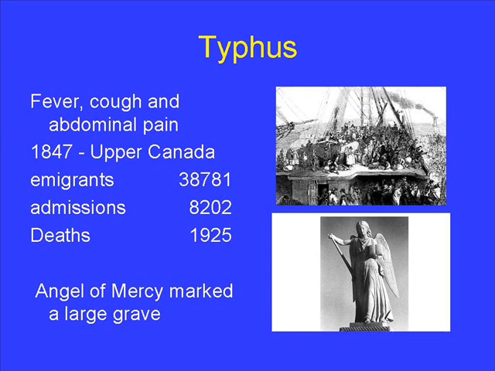There were 89,000 immigrants that left the British ports. Many of them in 1847 were Irish immigrants who were trying to escape the Irish famine, which was ravaging the country at that time.